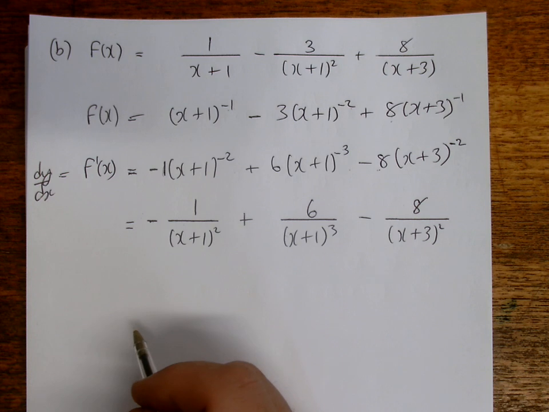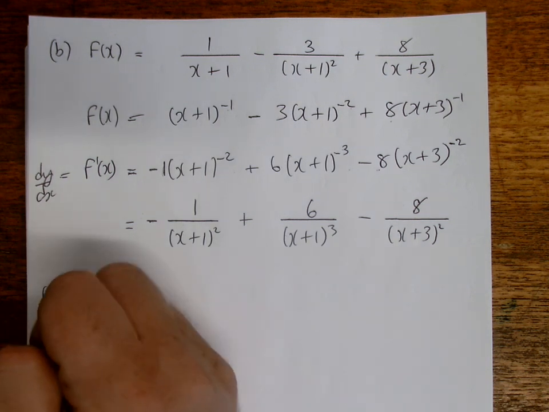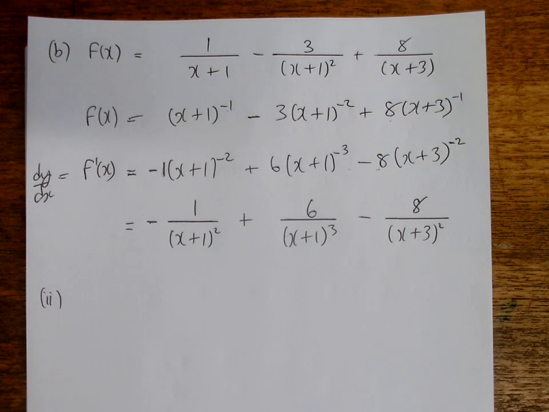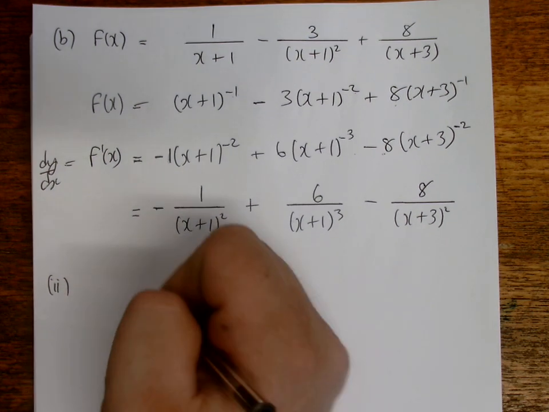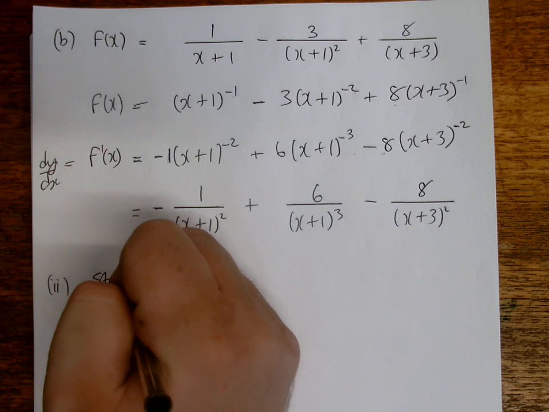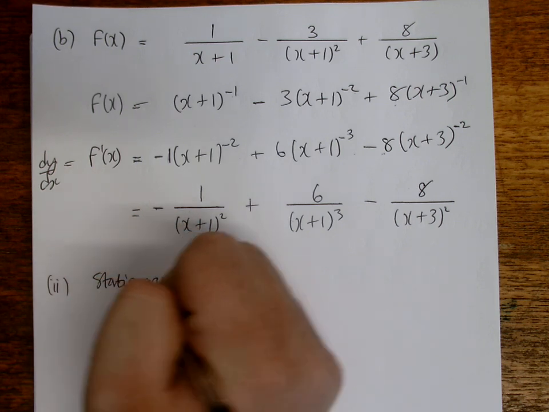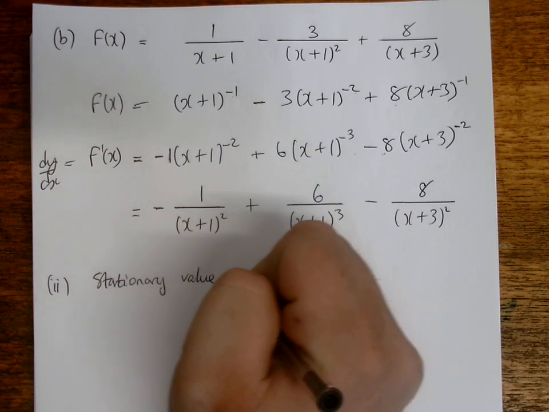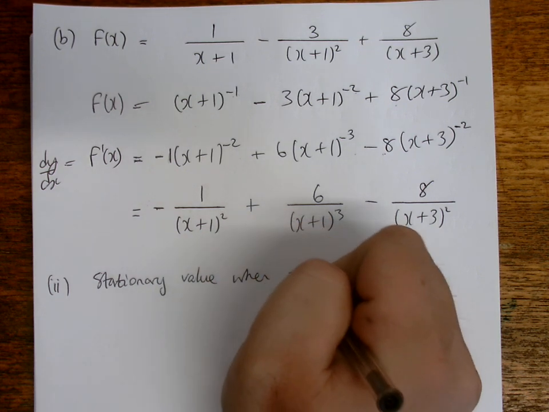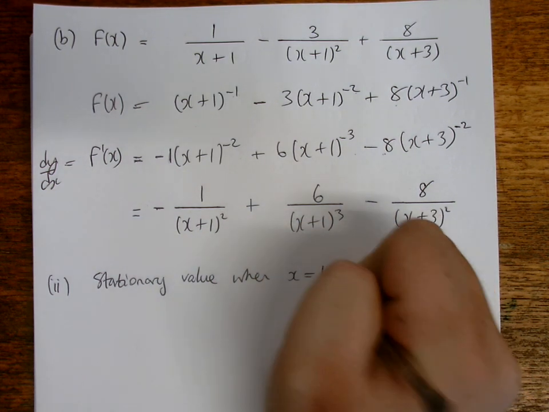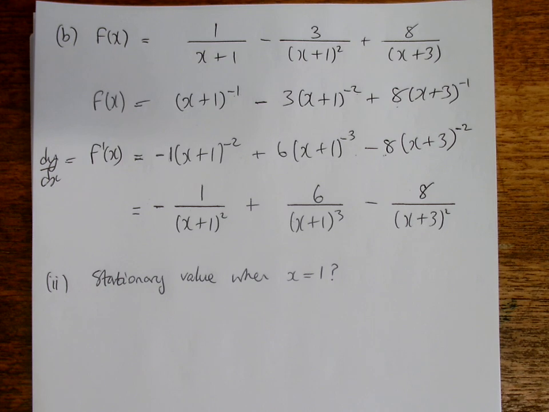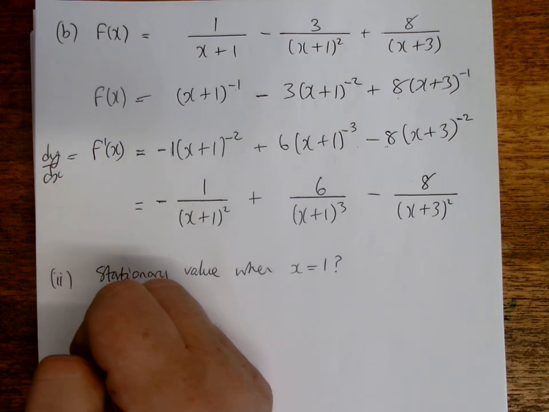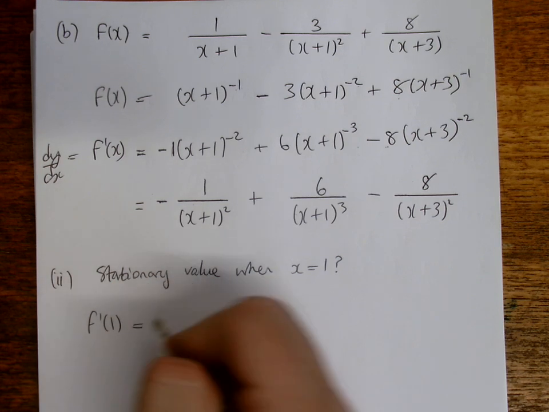Okay, so then in part 2, it says verify that f of x has a stationary value when x is equal to 1. I'm going to put a question mark there because they're asking us to verify it. So is this true? If we set x to equal 1 and put it in there, f dash of 1, well, let's put it in there.